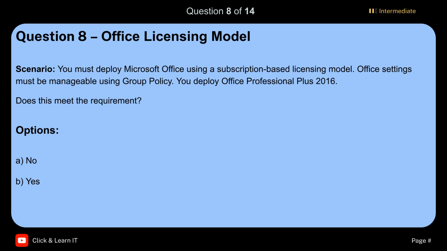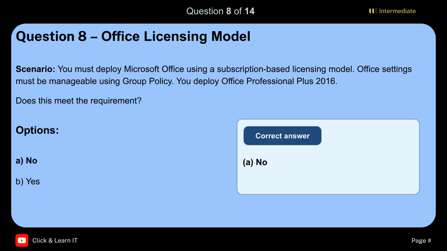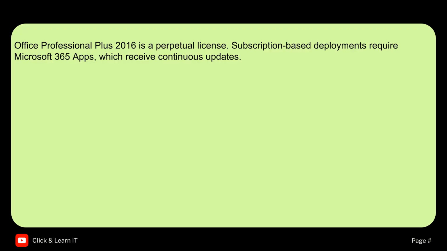Question 8. Office licensing model. You must deploy Microsoft Office using a subscription-based model and manage settings with group policy. Does deploying Office Professional Plus 2016 meet this requirement? The correct answer is A, no. Office Professional Plus 2016 does not use a subscription-based licensing model. Office Professional Plus 2016 is a perpetual license. Subscription-based deployments require Microsoft 365 apps, which is needed to align with the requirement for continuous updates.